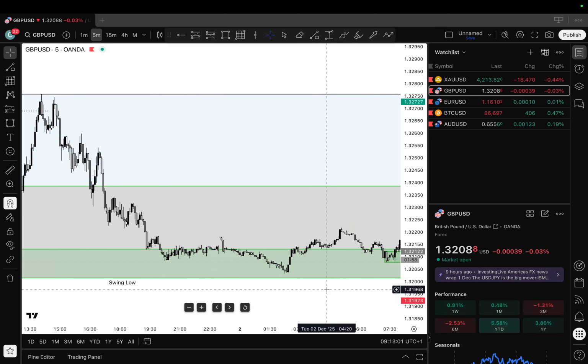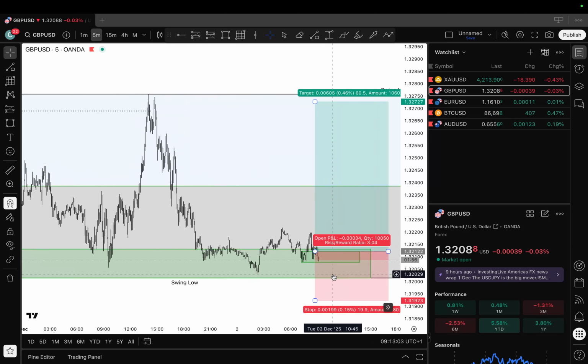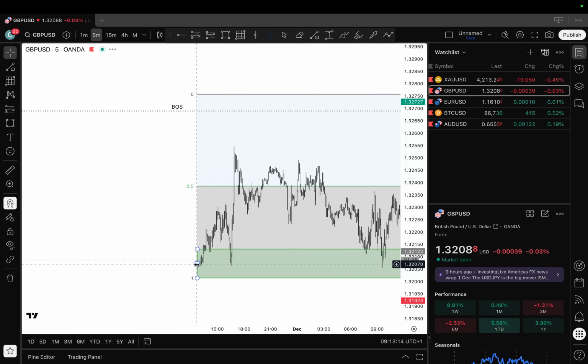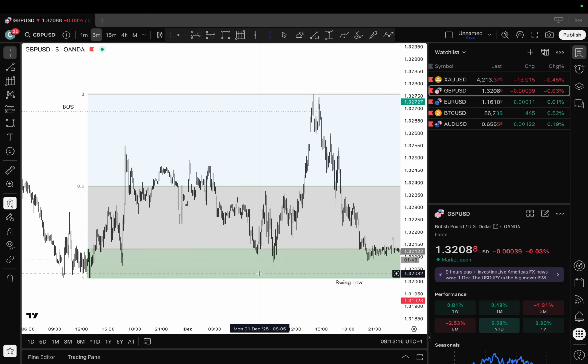Why do we need a sharp V-shaped reaction? Because we have got right here, a low's been created. It's kind of consolidating. You'll probably find as well, maybe it's reacting off of this one as well. Or you've got other lows here.